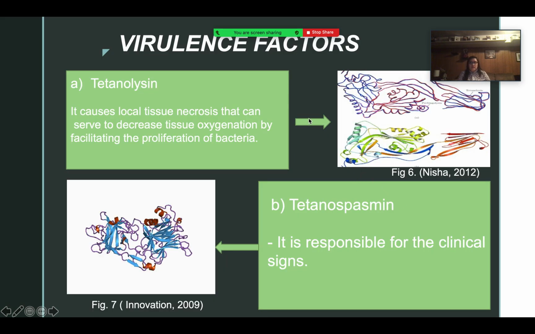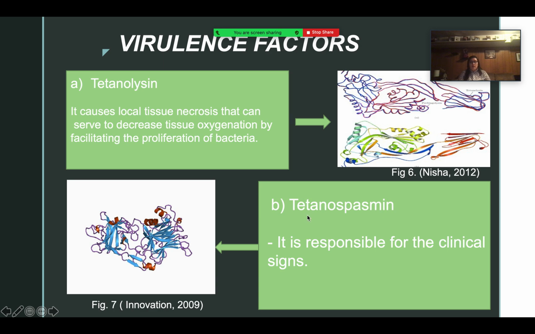The virulence factors. Clostridium tetani produces two toxins: tetanolysin and tetanus toxin. The tetanolysin mechanism of action is that it binds to membrane cholesterol and forms pores in the cytoplasmic membranes, causing permeability changes in the cell membrane and other biologic membranes, resulting in cell lysis.